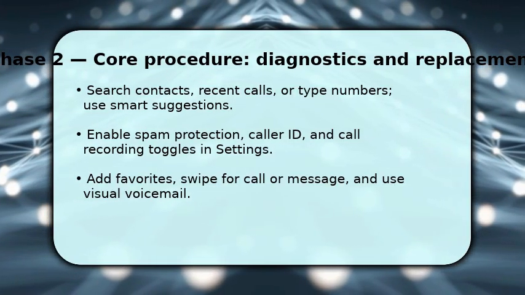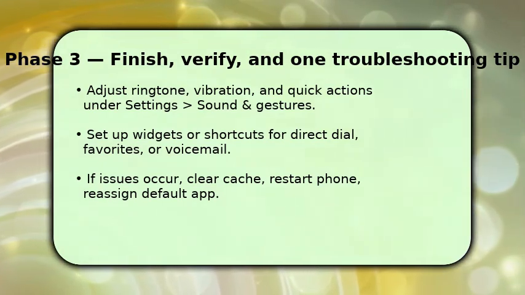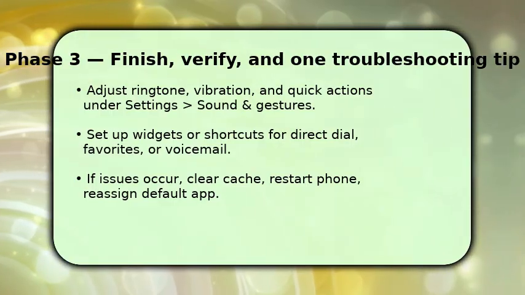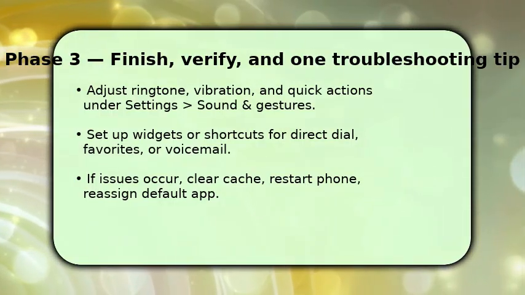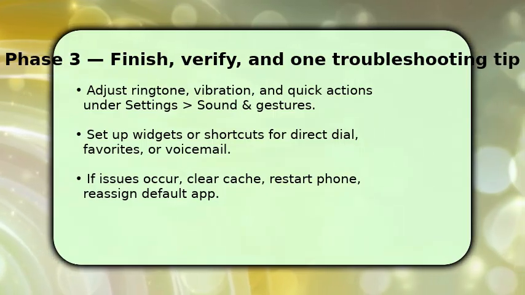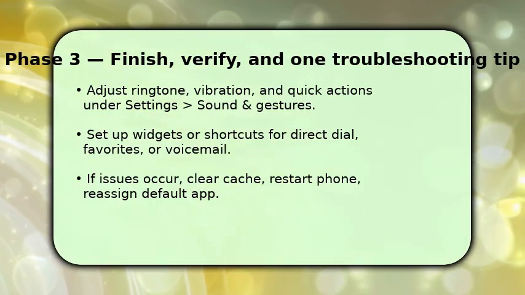Finish by customizing behavior so the dialer fits your workflow. Change ringtones, vibration patterns, and quick actions in sound and gestures so key functions respond the way you expect. Once done, add a direct dial widget or favorite shortcut to the home screen for one-tap calling. Enable visual voicemail for faster message playback.